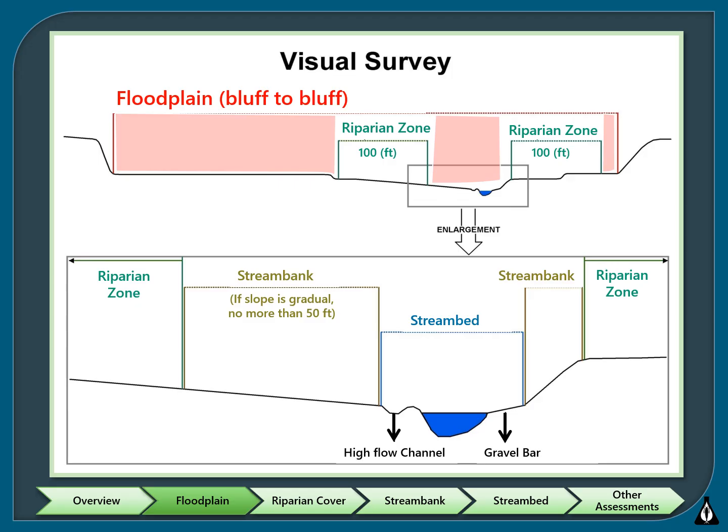This is a flattened portion of the stream valley susceptible to flooding. The floodplain stretches from the riparian zone to the bluff on each side of the stream. In many streams, you will not be able to see the bluffs from the stream.